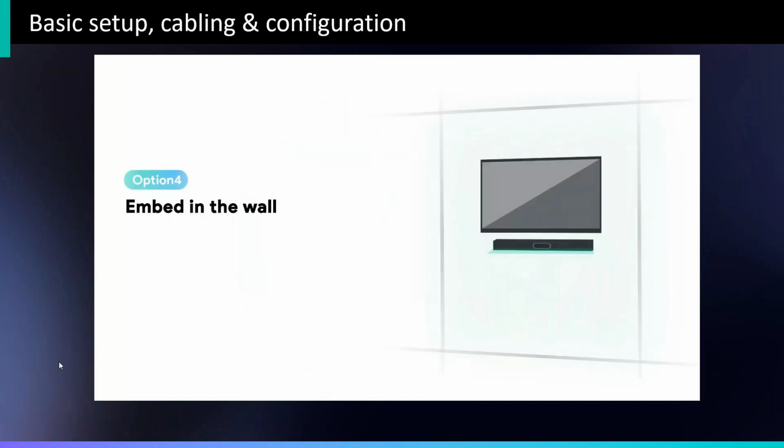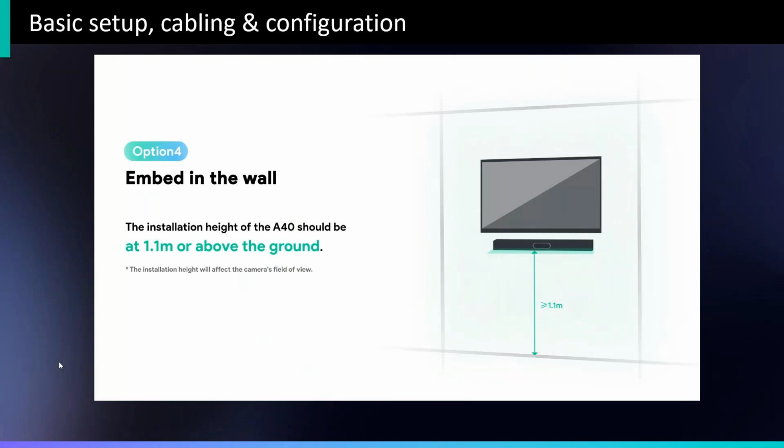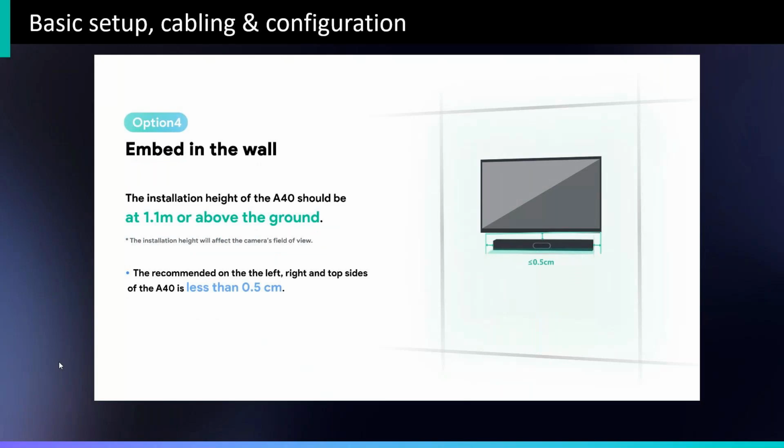Option 4. Embed in the wall. The installation height of the A40 should be at 1.1 m or above the ground. The recommended gap on the left, right and top sides of the A40 is less than 0.5 centimeters. Leave a certain distance between the back of the A40 and the wall surface for cable connections.